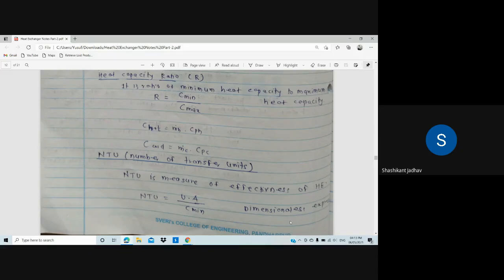समजले का बघा सगळ्यांना? तर हीट एक्सचेंजर अनालिसिस करायचं किंवा डिझाईन जर करायचं असेल तर एलएमटीडी एक मेथड आहे आणि दुसरी कुठली मेथड आहे?